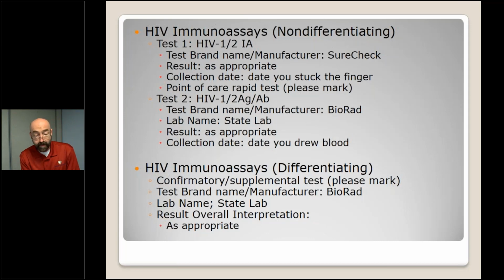The immunoassays differentiating test, that is the reflexive test that's done if the HIV-1/2 antigen antibody done by the state lab is reactive. It's called a confirmatory or supplemental test. Please mark that box. The test brand name is Biorad as well. The lab name, of course, is state lab. And the overall interpretation is what you'll receive back from the state lab, and mark that as appropriate. And there are a couple of different answers for that.